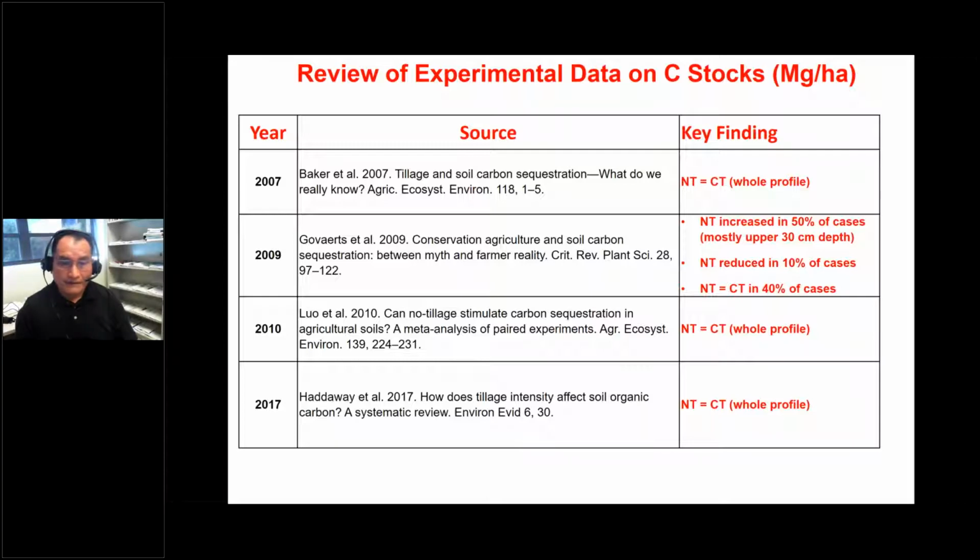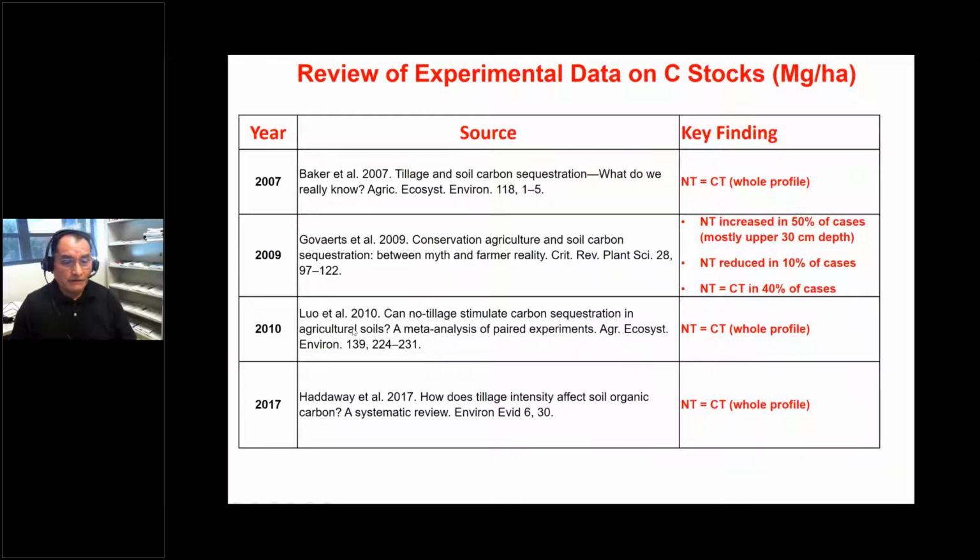Some of the reviews, I think I missed one or two, but the conclusion is the same. This is what we know. Dr. Baker in 2017 really sounded the horn, saying, what do we really know about carbon sequestration with no-till? But he concluded that, in general, there are no differences in carbon stocks between no-till and CT. Then in 2009, Govertz et al. did a global review of studies available at that time, and found that no-till increased carbon in about 50% of studies, but that was mostly in the upper 20 or 30 centimeter depth. And no-till reduced carbon in 10% of cases. And in 40% of cases, there was no difference between no-till and CT.